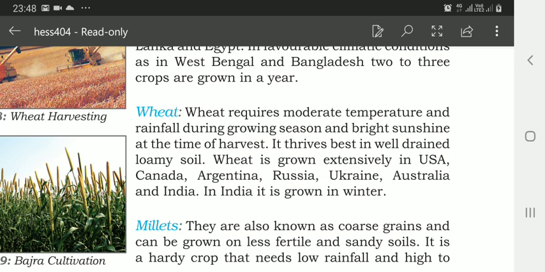Wheat requires moderate temperature and rainfall during the growing season and bright sunshine at the time of harvest. You know very well, in our region, the region of Maharashtra, wheat crops are grown especially in the winter season. Why? Because it requires moderate temperature. It doesn't require such harsh climatic conditions. The temperature of the atmosphere should not be so high or so low, and therefore it requires a moderate type of temperature, as well as moderate rainfall also.